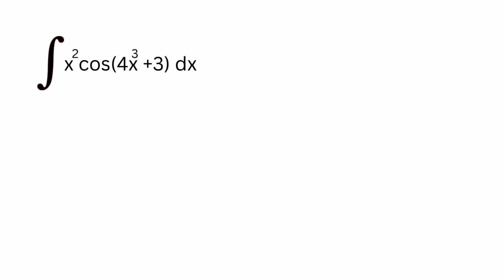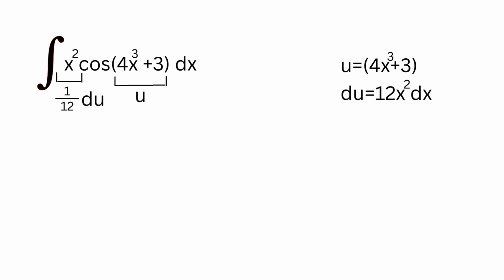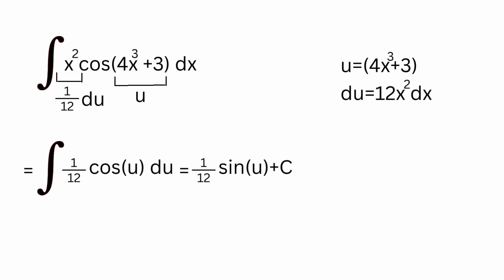Now let's move to this example. So here the u is 4x cubed plus 3. Then du equals 12x squared dx. And we can see them in the integral. So we can write it as 1 over 12 times the integral of cosine u du, which equals 1 over 12 sine u plus c. And last step, we replace u to get 1 over 12 sine of (4x cubed plus 3) plus c.